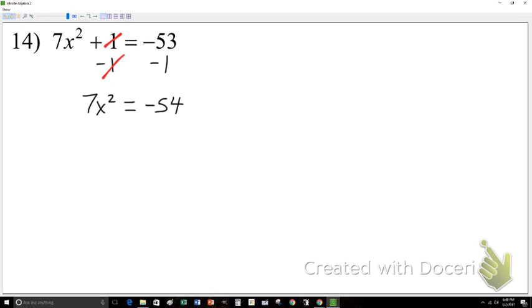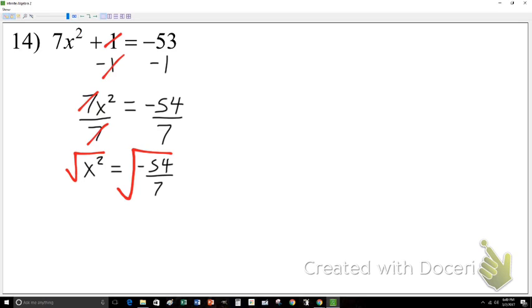Then all we have to do is divide both sides by 7 there. The 7's will cancel and we're left with just 1x squared on the left is equal to negative 54 over 7. Then to finally get the x all by itself, we'll have to take the square root of both sides. Don't forget a plus and minus on the right side.